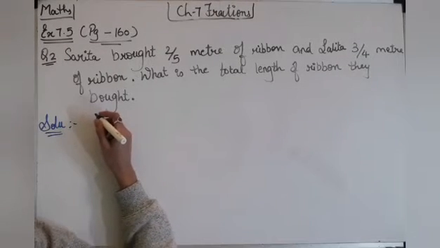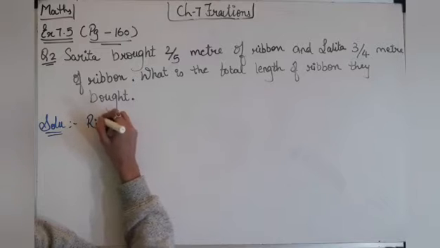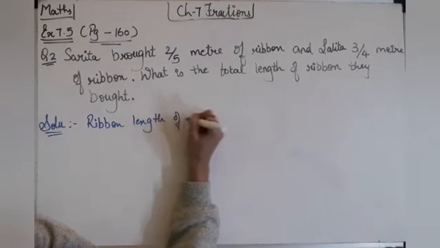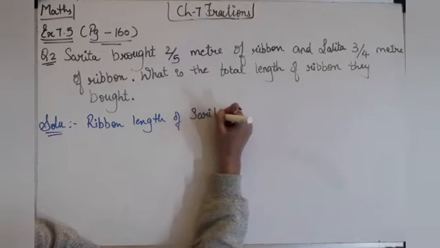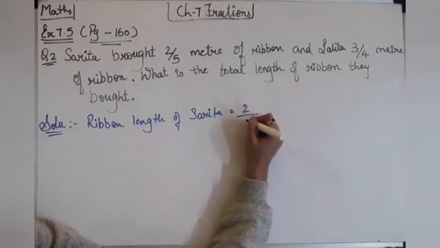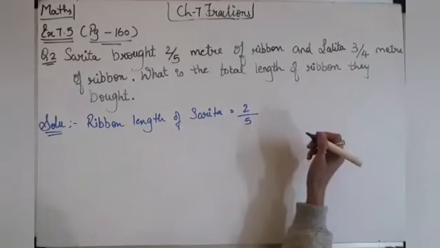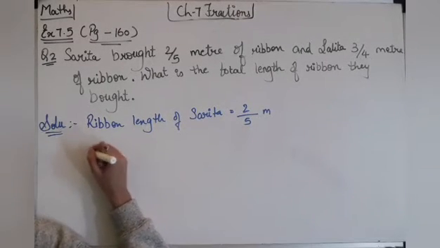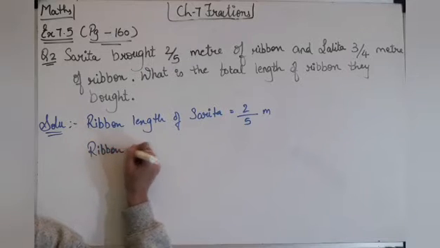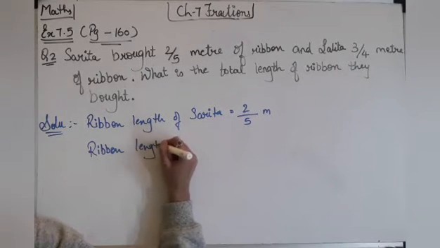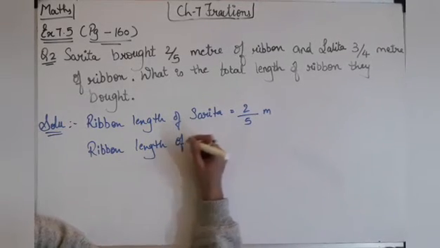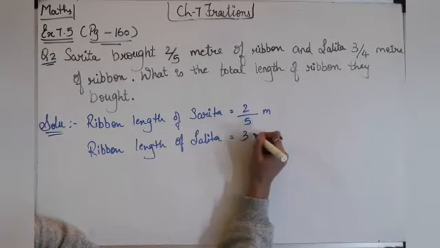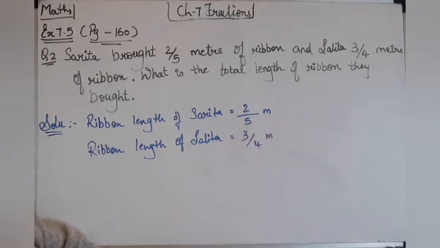First we'll write: ribbon length of Sarita is equal to 2 upon 5 meters. I am writing m for meters, okay? And ribbon length of Lalita is 3 by 4 meters.